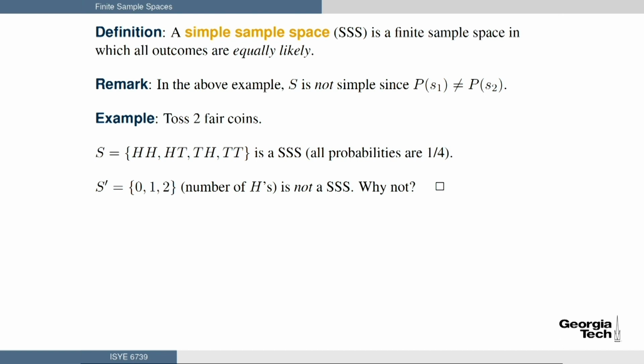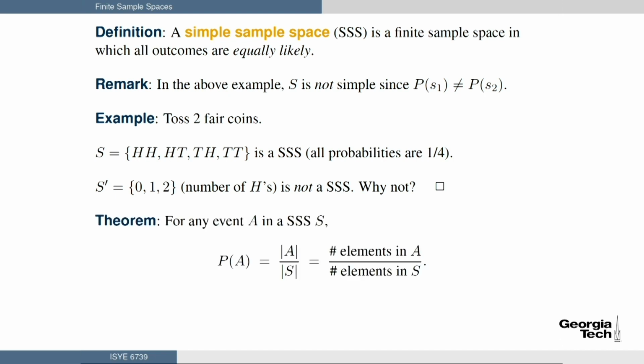Why not? Well, the probability of having two heads, so the number 2, is 1/4. Heads, heads is a quarter. The probability of having 0 heads, tails, tails, is also a quarter, and the probability of having exactly one head is a half, because you could see heads, tails, or tails, heads. So that's not a simple sample space.